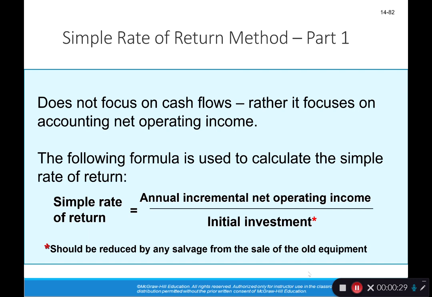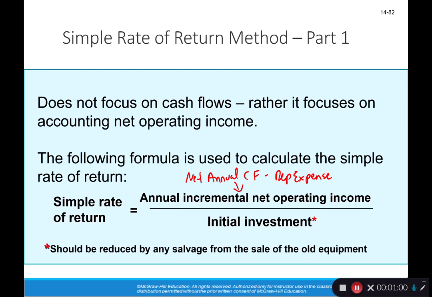We use the following formula: annual incremental net operating income over the initial investment. For our purposes, this annual incremental net operating income would be our net annual cash flow minus depreciation expense. Depreciation expense, you may remember from our budgeting chapter, is a non-cash expense. So to convert from cash flows to net income, we can take out our non-cash expenses, depreciation expense.